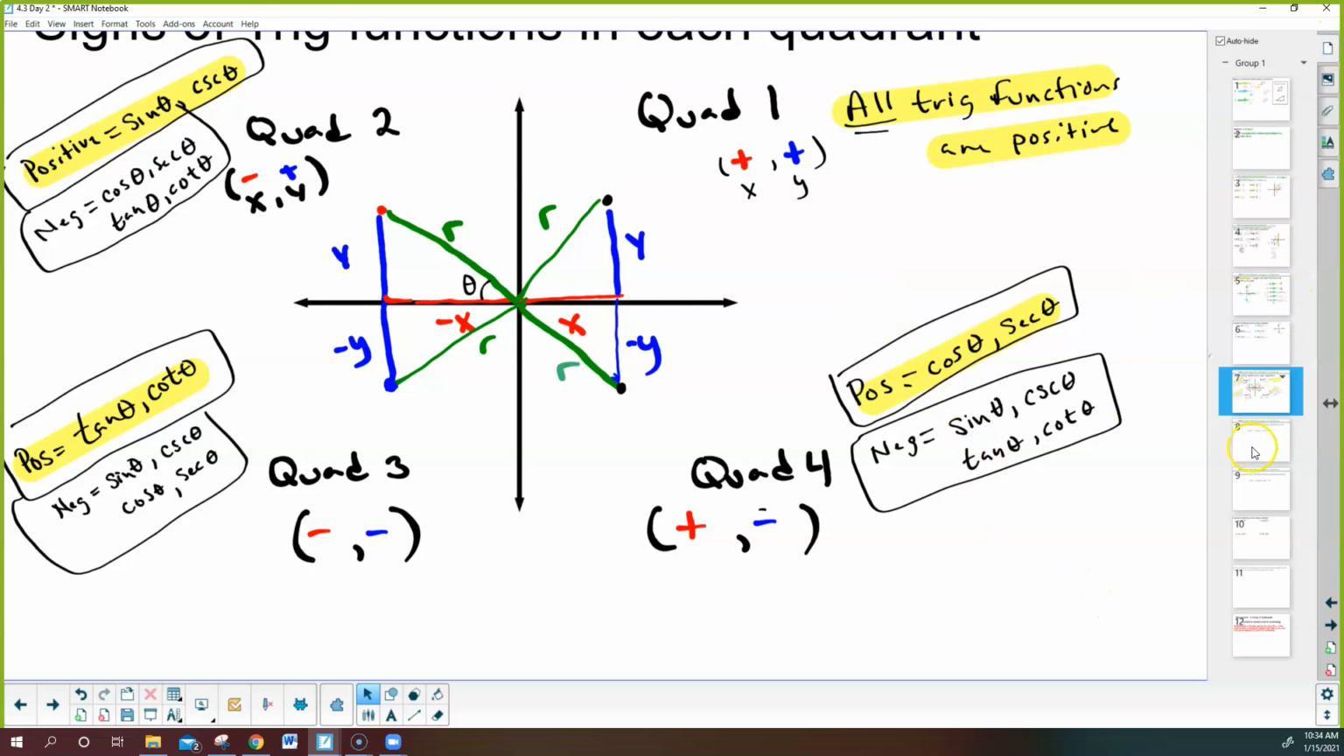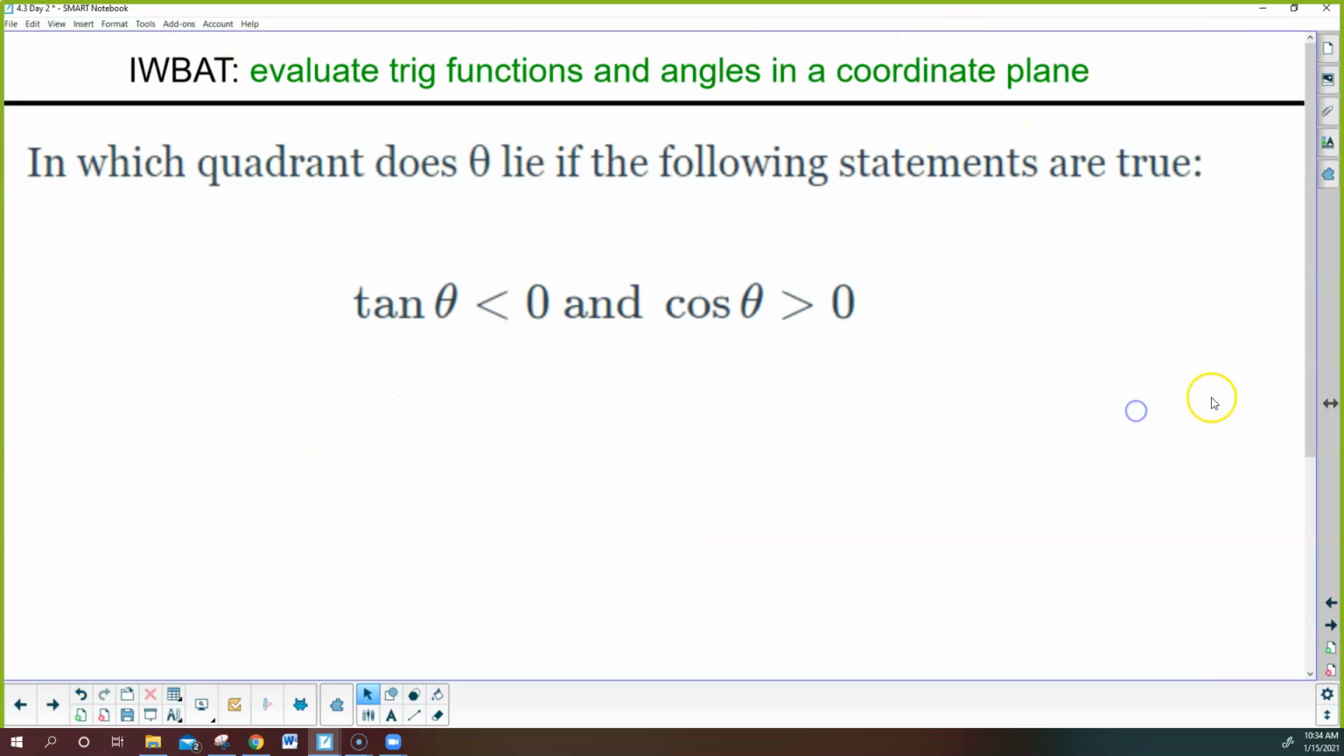All right, so I don't want you to write the following. I just want to show you. We've got two problems that basically use these results, and I'll show you how my brain works with that. Ms. Dwyer kind of showed a different way to do this, but don't write this, we're going to go pretty quick. It says, which quadrant does theta lie in based off of the following.